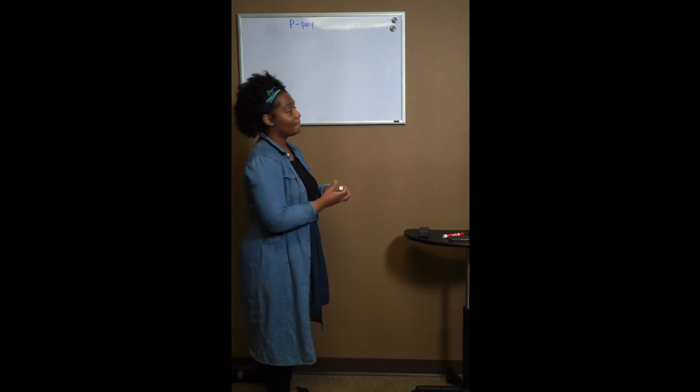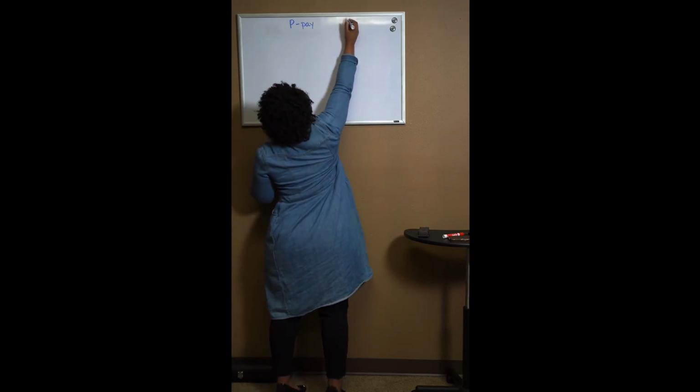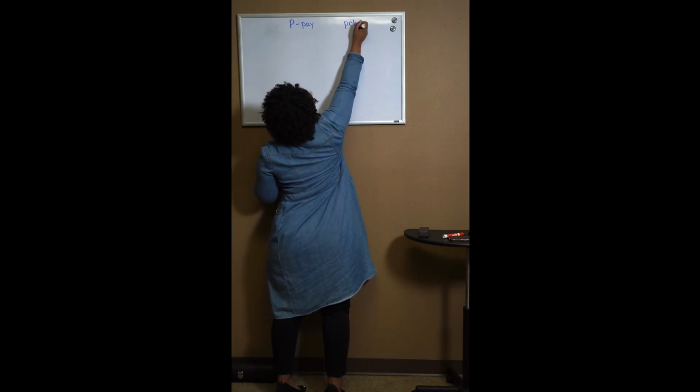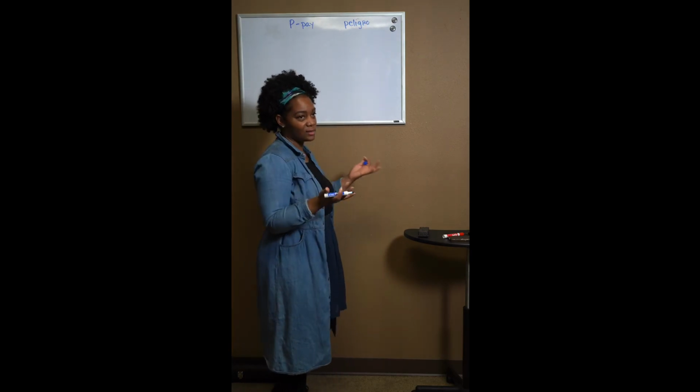So we have pe, right? Pe just makes the same sound as it does in English. So a word for pe would be like peligro. Okay? Peligro. Just easy. Pe.